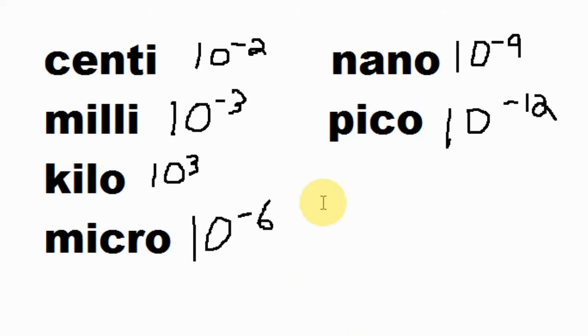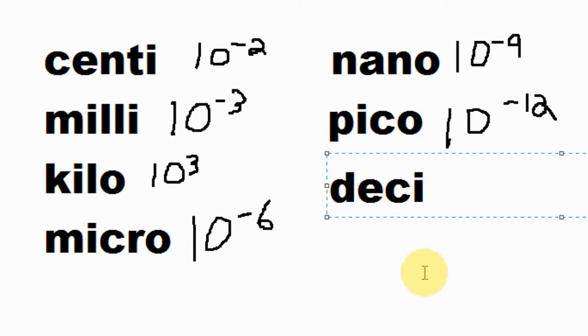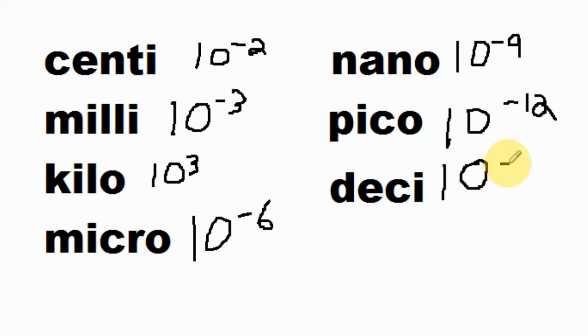But another one that we probably should know is deci. Deci is 10 to the negative 1. So in other words, there are 10 decimeters in 1 meter, because we will move it 1 to the right.